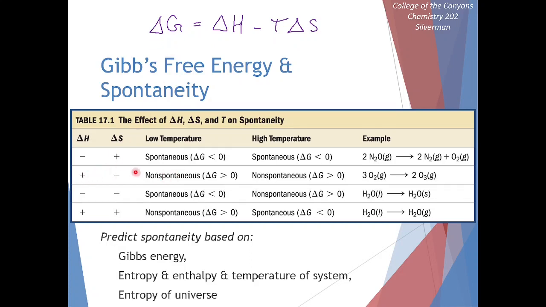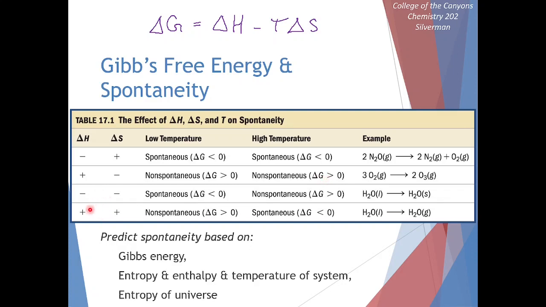The inverse will also be true. If we have a positive enthalpy and a negative change in entropy, a positive number minus a negative number will always be positive. When delta H is positive and delta S is negative, our reaction can't be spontaneous.